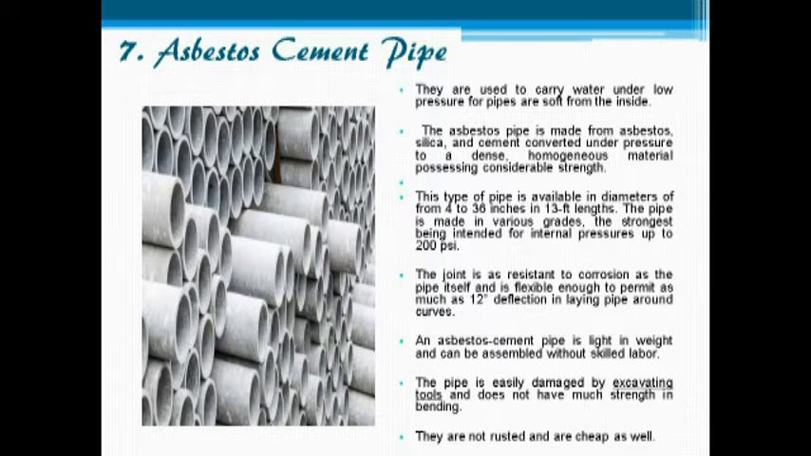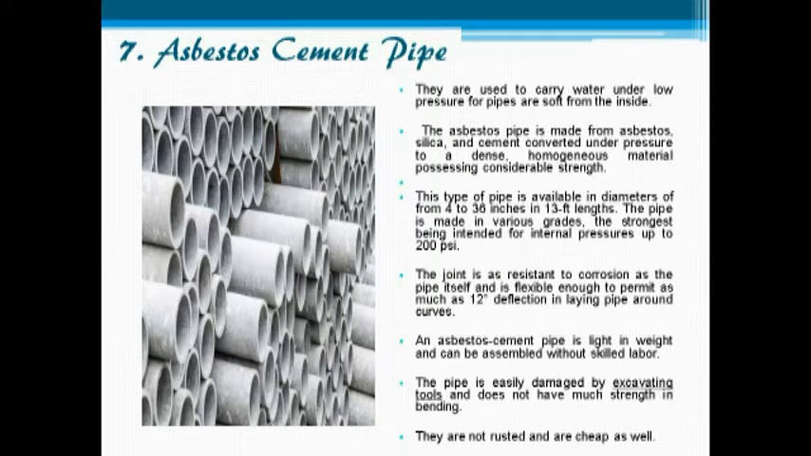This type of pipe is available in diameters of 4 to 36 inches in 13 feet lengths. The pipe is made in various grades, the strongest being intended for internal pressure up to 200 pounds per square inch. The joint is resistant to corrosion, as is the pipe itself, and is flexible enough to permit as much as 12 degrees deflection in laying pipe around curves.